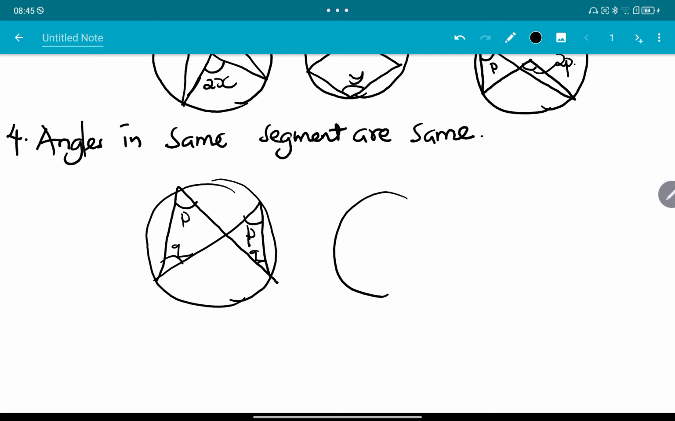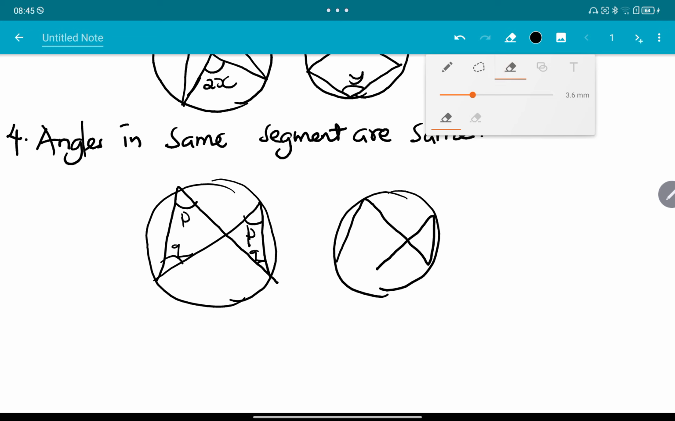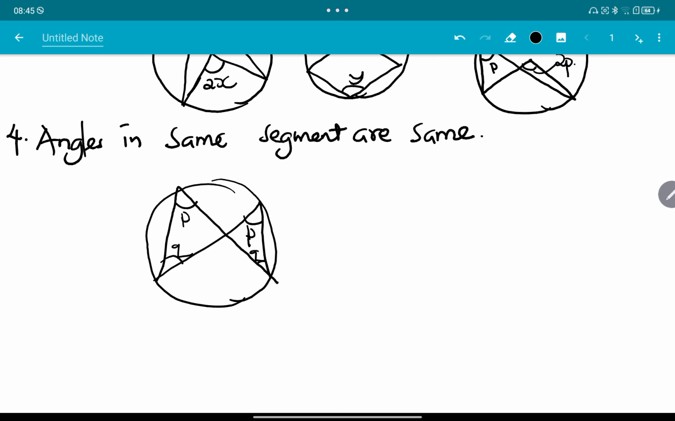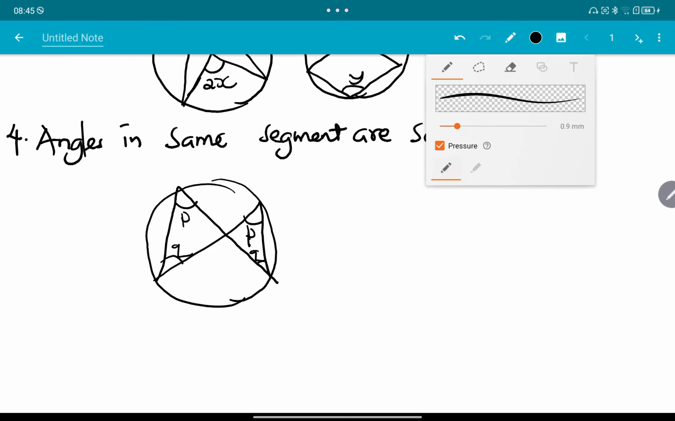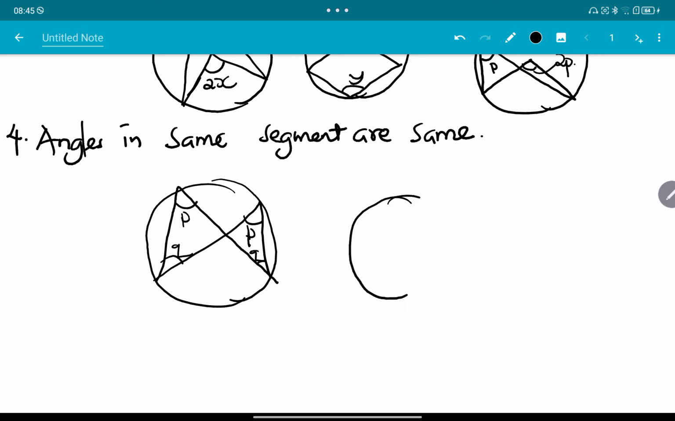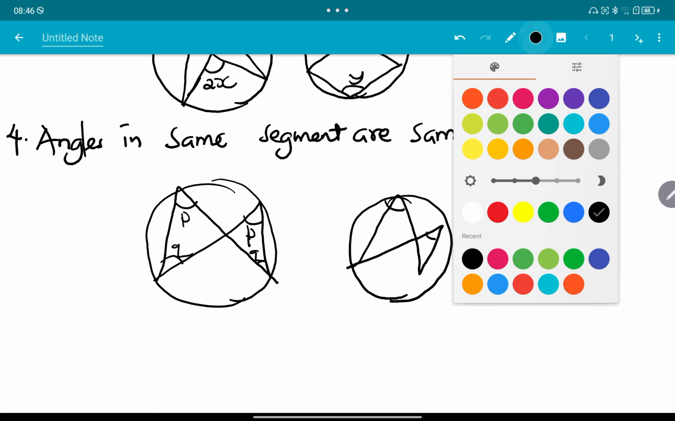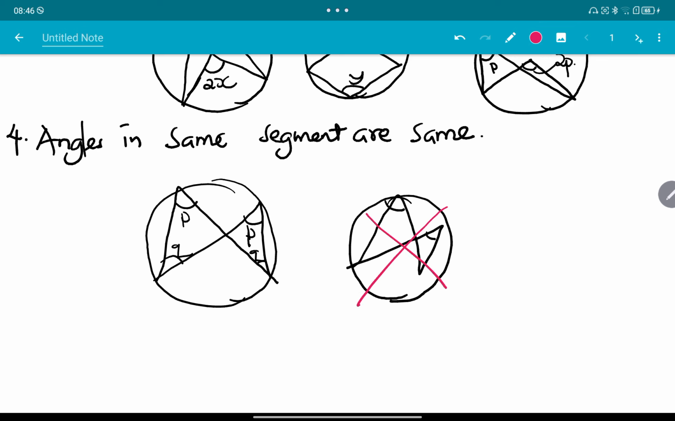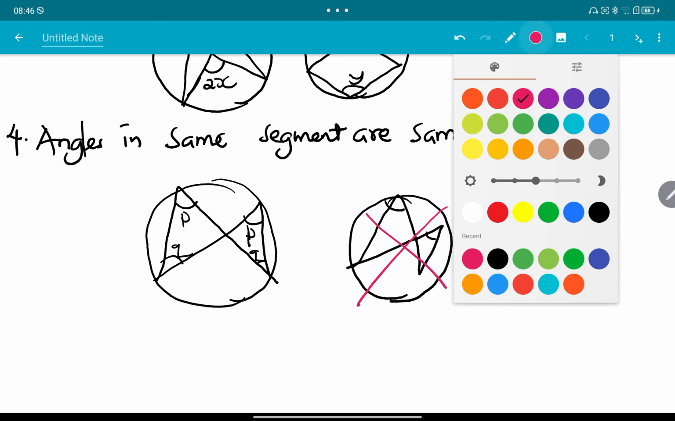But take note that the property doesn't apply for a case like this. Sorry, the drawing wasn't as expected, so let me just redraw it properly. Okay, so we have the circle there. We might have some cases in a question like maybe something like that. At this point, in this case, this is not true. So I would say this does not apply to that kind of question.